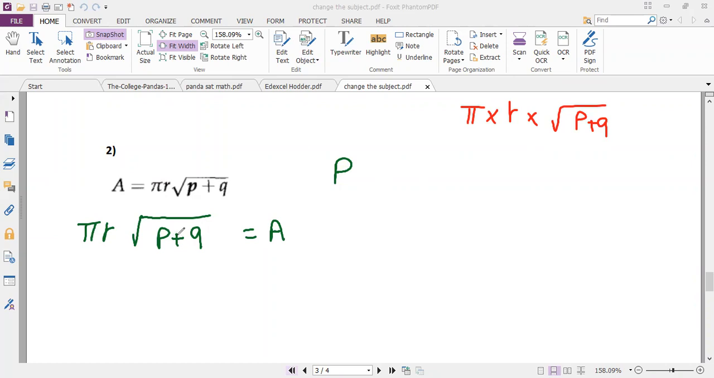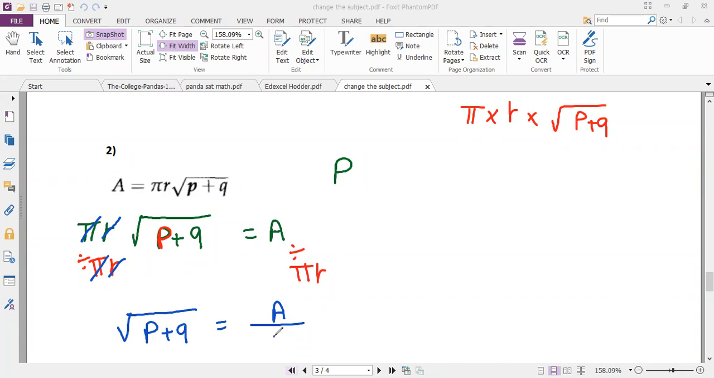So I want to make p the subject. So we need to get rid of pi r. So divide by pi r, divide by pi r, both sides. Okay? So pi is going to be cancelled, pi and pi, and r and r. You are left with the square root of p plus q equals A over pi r.